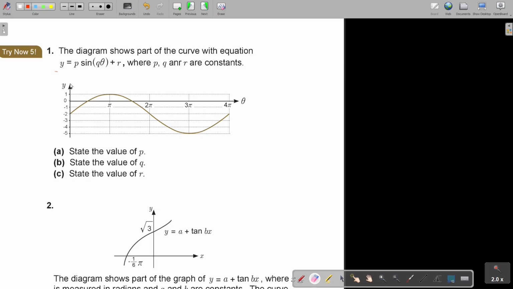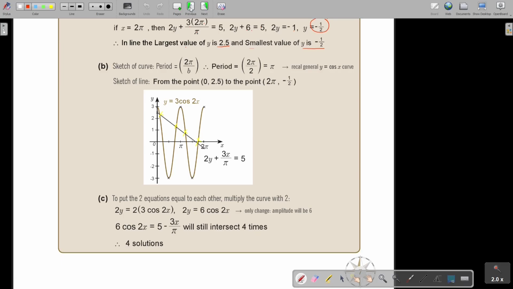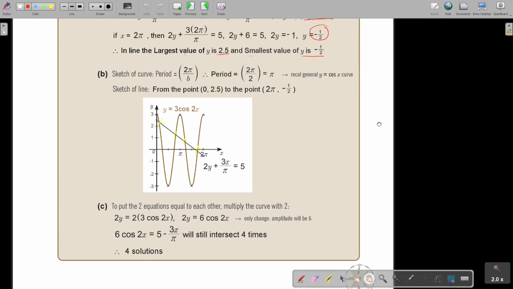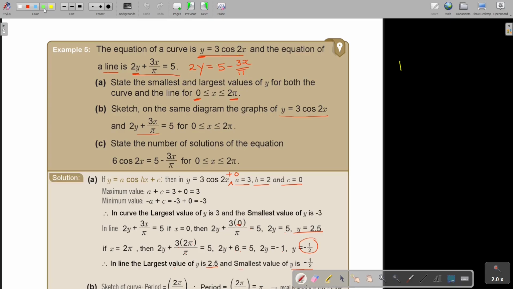The diagram shows part of the curve with equation, and there they give you the equation, where P and Q and R are constants. Okay, so basically, there is the curve. If I look at the maximum point, it's 1, and if I look at the minimum point, it's -5. Can I just go back to the previous page and show you? If you must find this amplitude, you know this amplitude was 3. This amplitude here was 3.